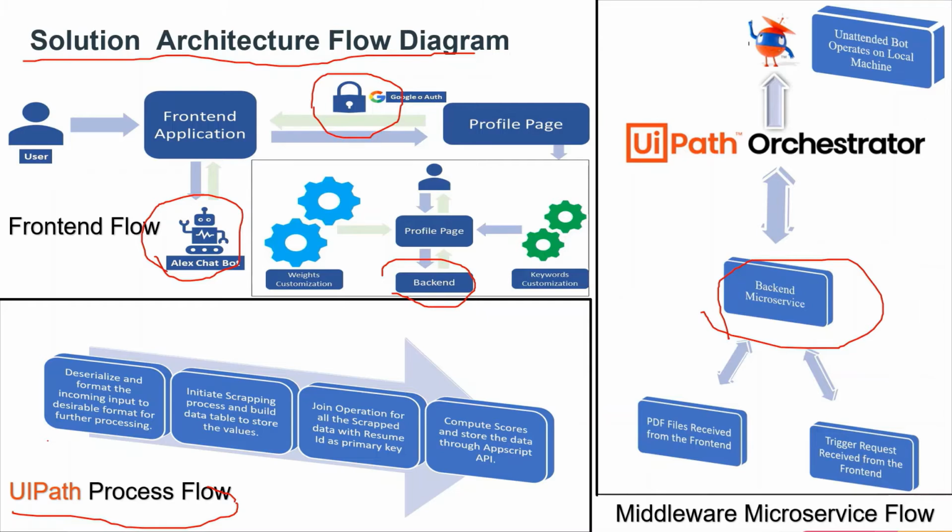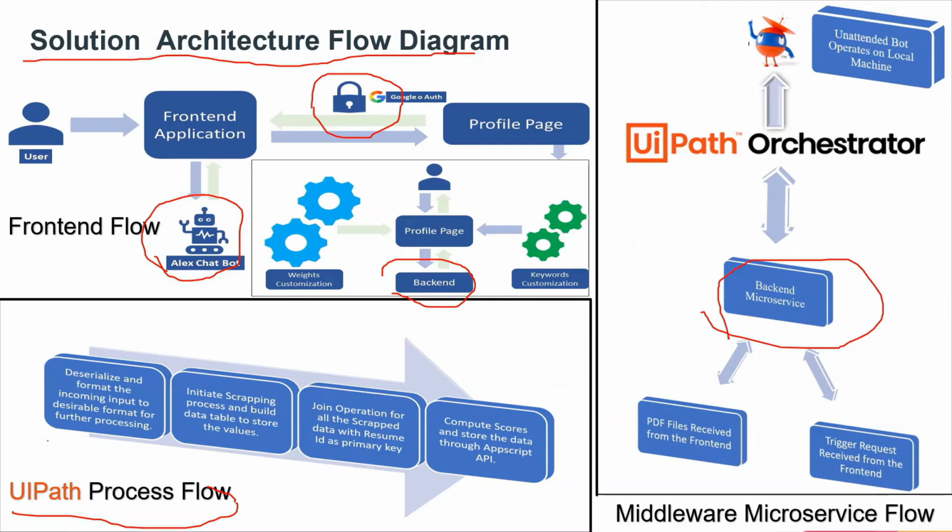At the end, once the scraping process is done, by the way, all these processes run in parallel, it does some join operations to create a unified table, which is the end table. It uses a resume ID, which is a primary key generated in real time by the backend microservice, to join all those tables. Once the joining is done, it computes the score and stores that data through the AppScript API, which then dumps it to a Google Sheet, which is our temporary database.